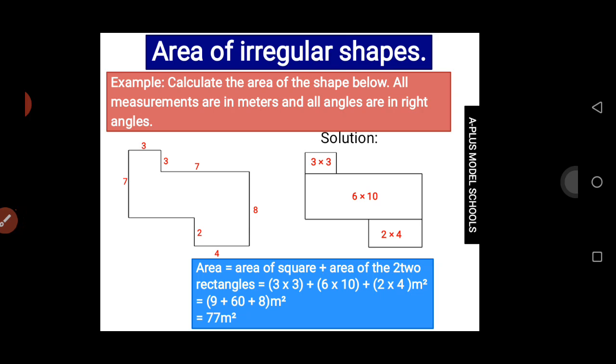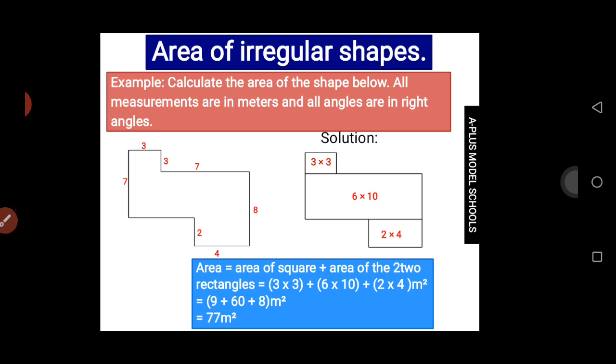We also looked at the formula for finding the area of a rectangle, where we said the formula for finding the area of a rectangle is length times breadth. And the formula for finding the length of a rectangle is area divided by breadth. And the formula for finding the breadth of a rectangle is area divided by length.